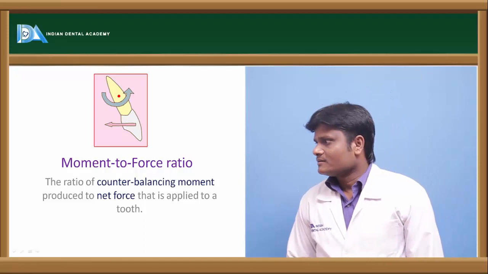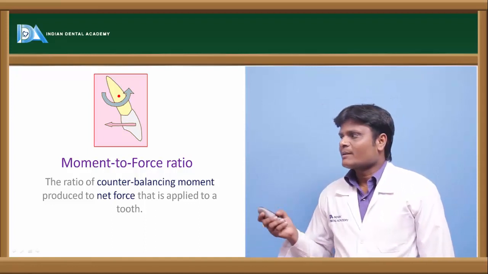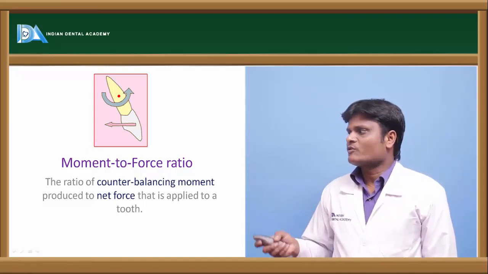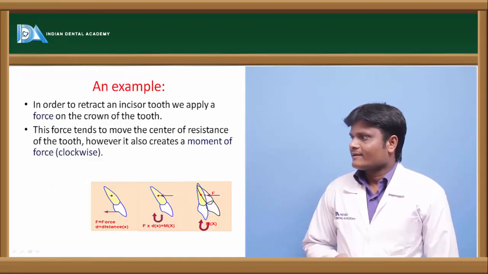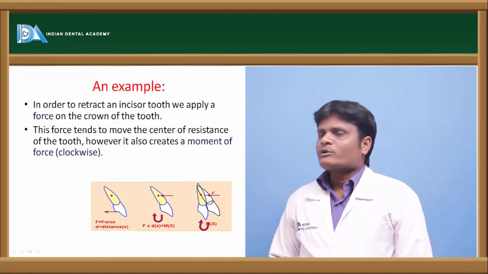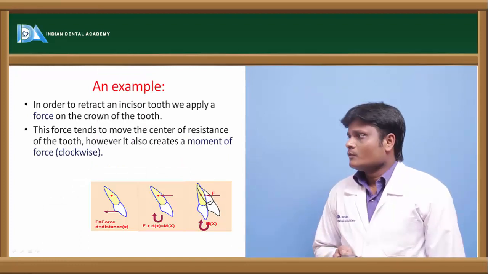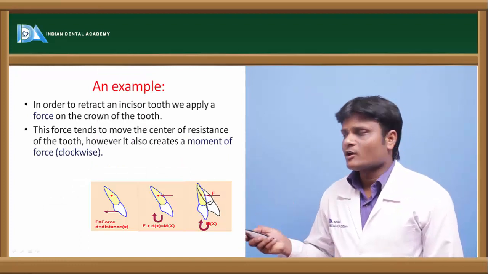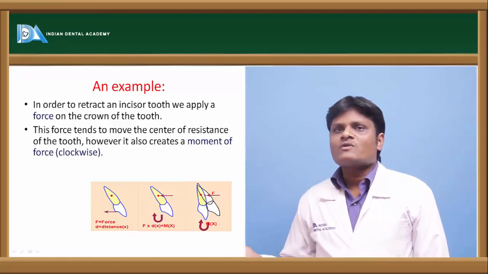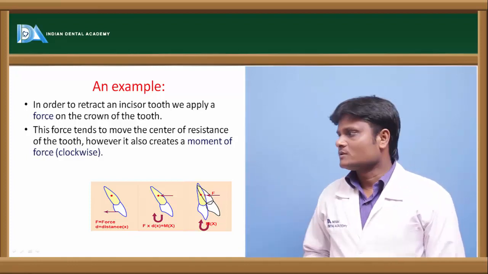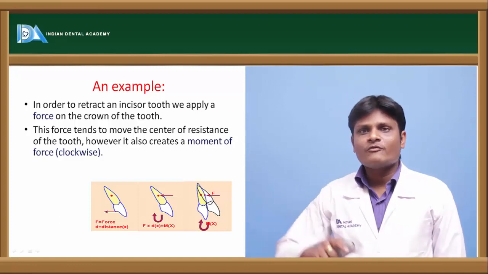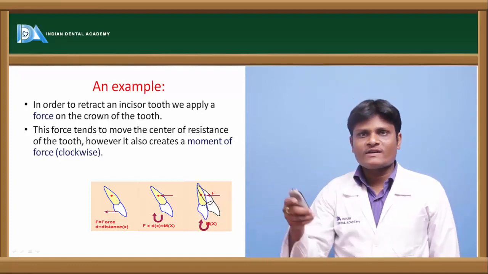It is nothing but the ratio of counterbalancing moment produced to net force that is applied to a tooth. Now let us have an example. In order to retract the incisors, we will apply a force at the level of crown. This force tends to move crown lingually and rotate the tooth. This is called as moment, which is produced in a clockwise direction.